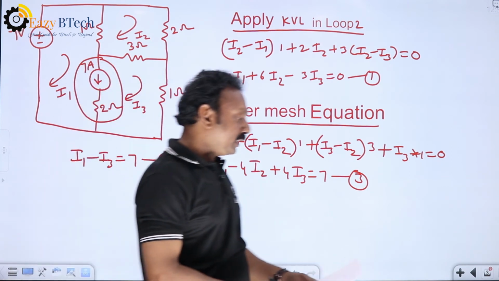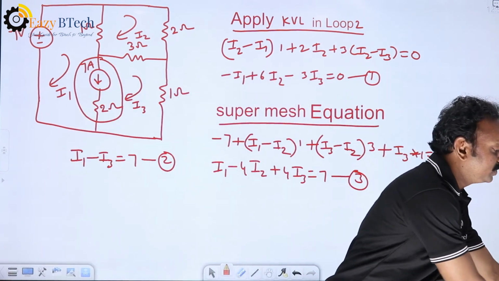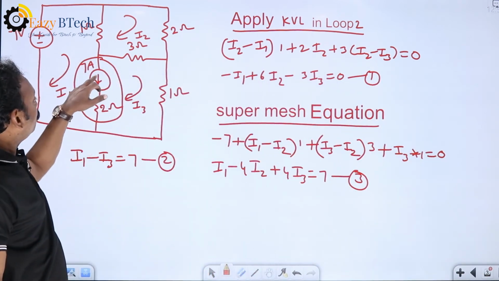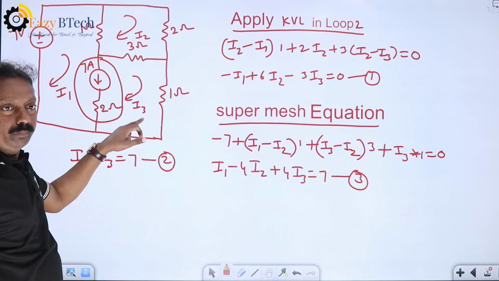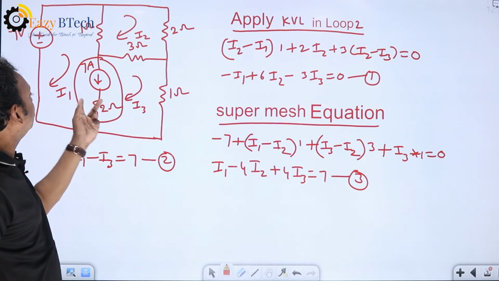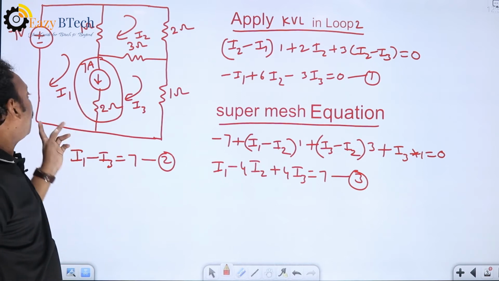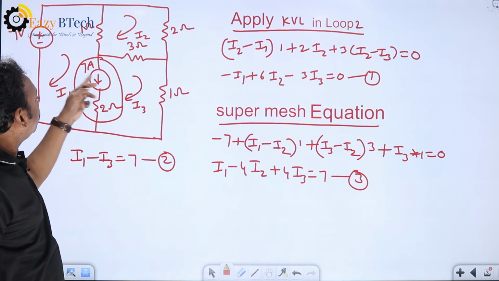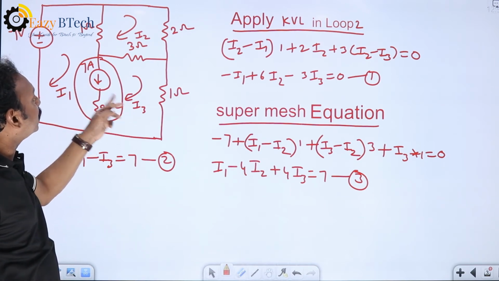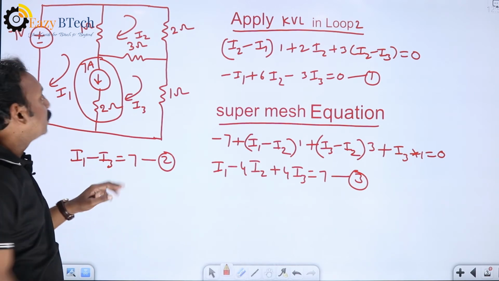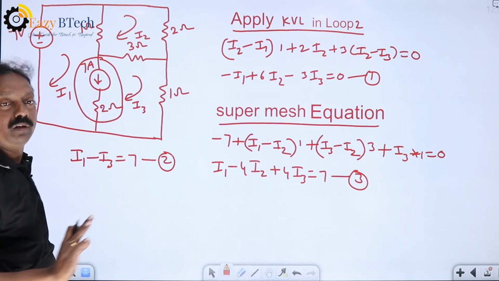Once again, observe this super mesh equation. How to write it? Current source is present between the first loop and third loop. First, the common term: the difference between these two currents is this current source value. So I1 minus I3 or I3 minus I1? The I1 direction and current source direction are the same, but the I3 direction is opposite. That's why I1 minus I3 equal to 7 ampere. So this common term is over.